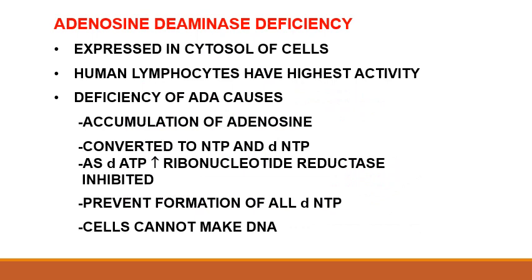Now, adenosine deaminase is expressed in the cytosol of cells. The human lymphocytes have the highest activity. Deficiency of ADA will cause accumulation of adenosine, which is then converted to nucleoside triphosphate and deoxynucleoside triphosphate. As dATP would increase, the ribonucleotide reductase gets inhibited and prevents the formation of all the deoxynucleotide triphosphates, dNTPs. It will prevent the formation of all dNTPs, and therefore the cell will not be able to make DNA.